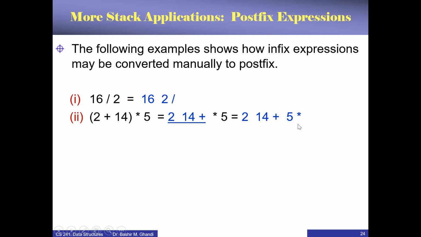They always don't have any parentheses. And as we're going to see later, they can be evaluated uniquely. Okay, let's take the next example. So here we have 2 plus 14 times 5. How do we convert it to postfix?